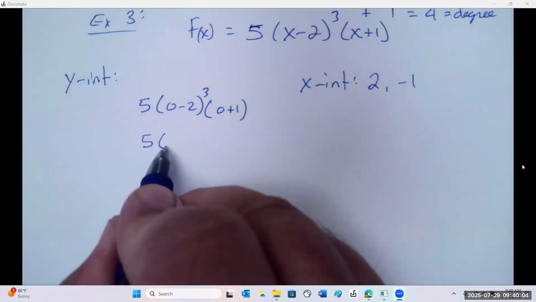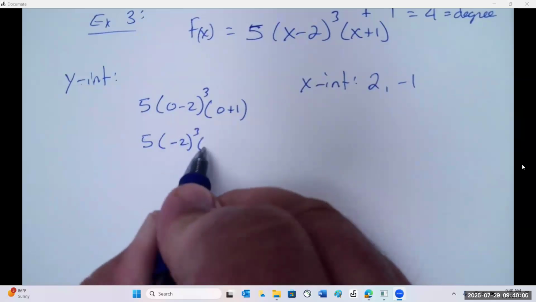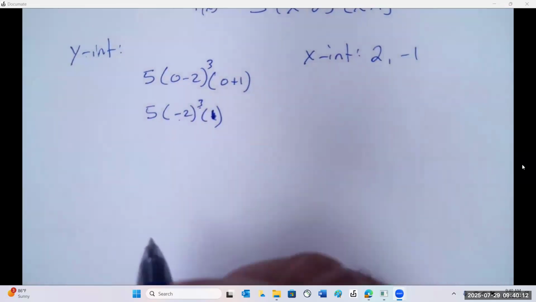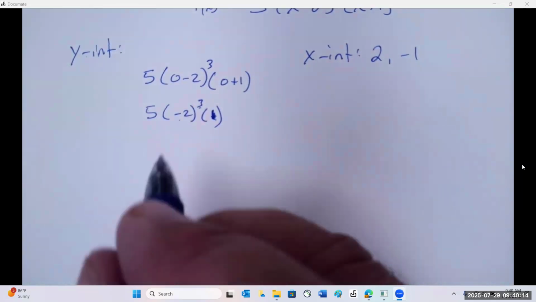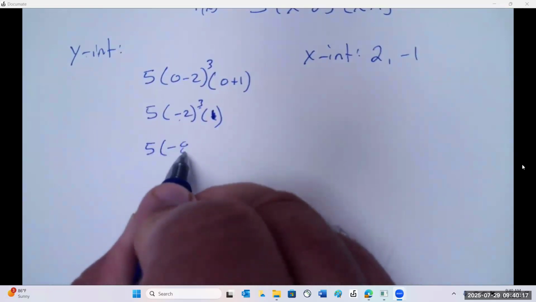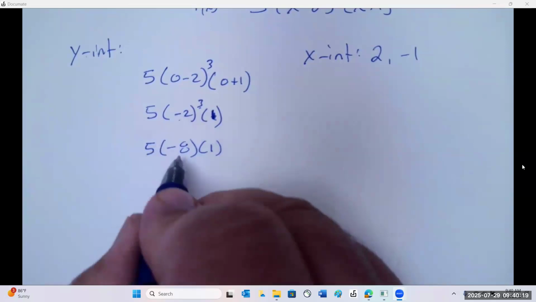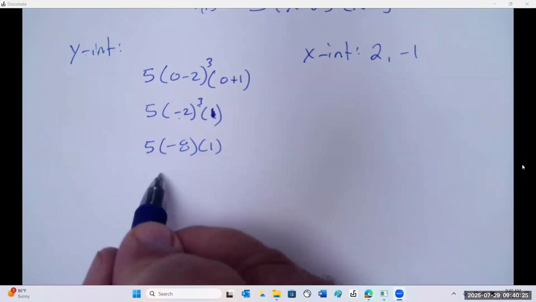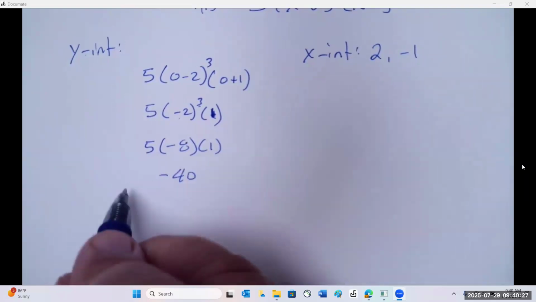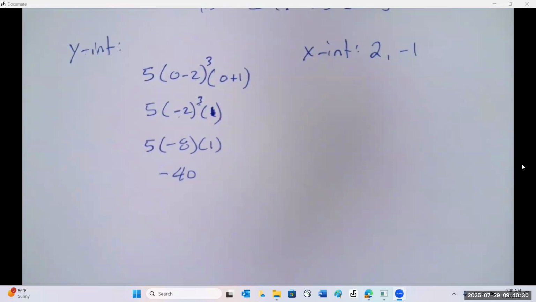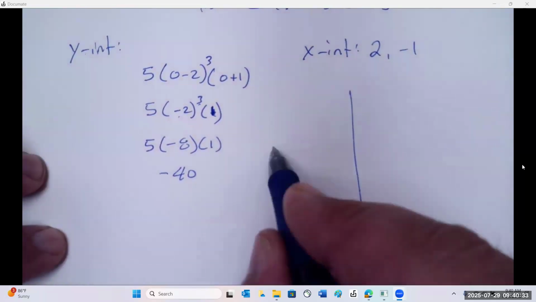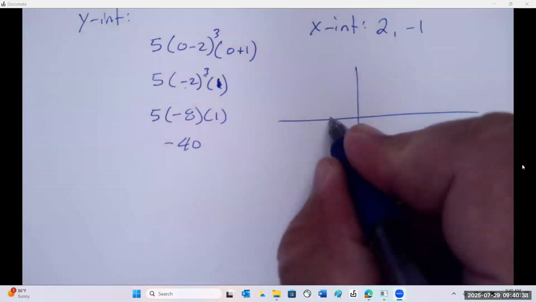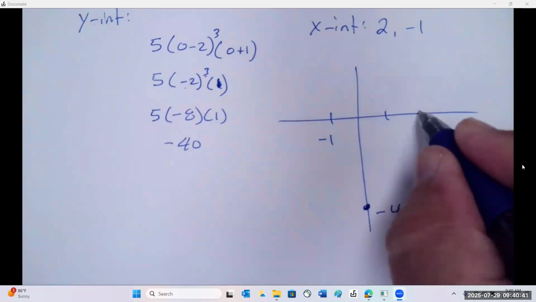So we have 5 times negative 2 cubed times 1. Negative 2 cubed is what? Negative 8. Negative times negative times negative is negative. 2 times 2 times 2 is 8. So all this multiplied together gives us negative 40. So that's my y-intercept. The y-intercept is at negative 40. My x-intercepts are at -1 and 2.